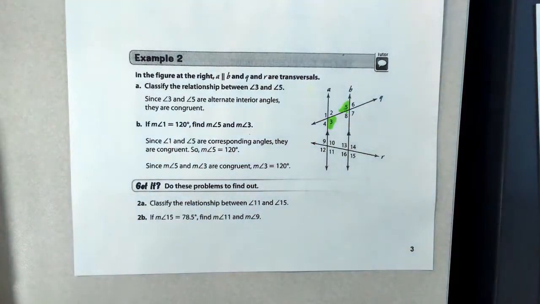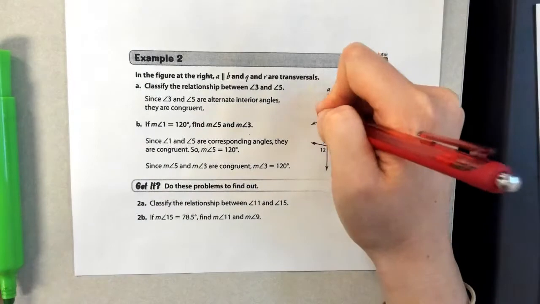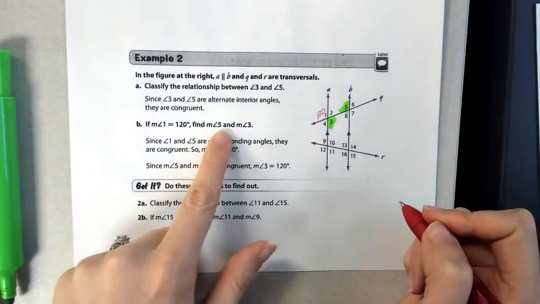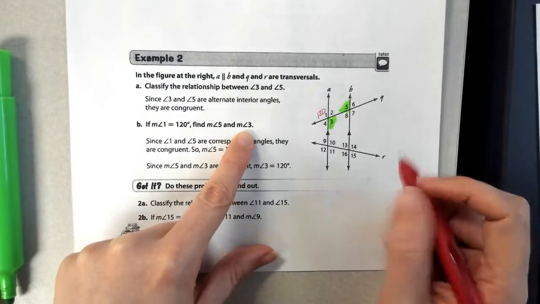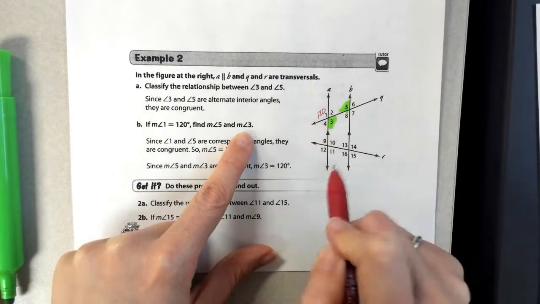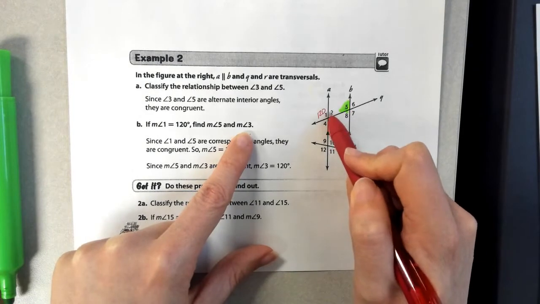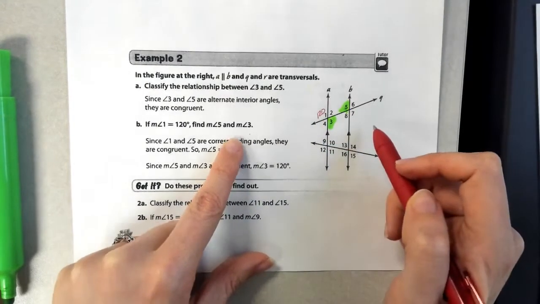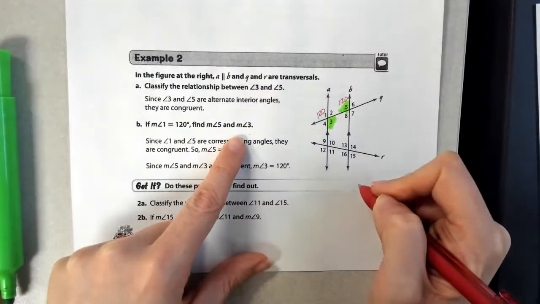So the next part says, if the measure of angle 1 is 120, so if that's 120 degrees, find the measure of angle 5 and the measure of angle 3. Well, I know that angle 1 and angle 5 are going to be corresponding angles. They're in the same position. This is the top left, okay? So they're going to be congruent. So this also is going to be 120 degrees.